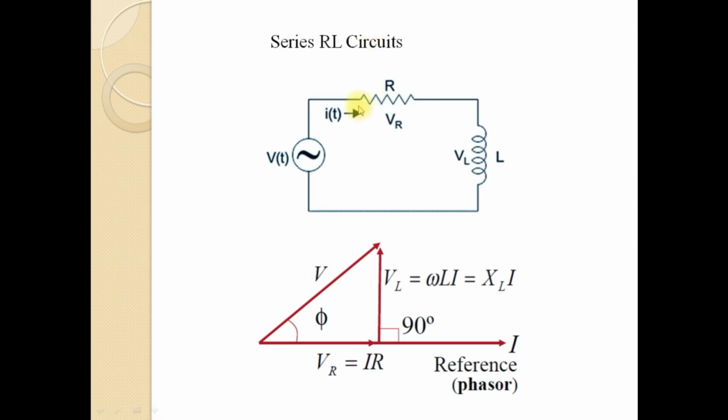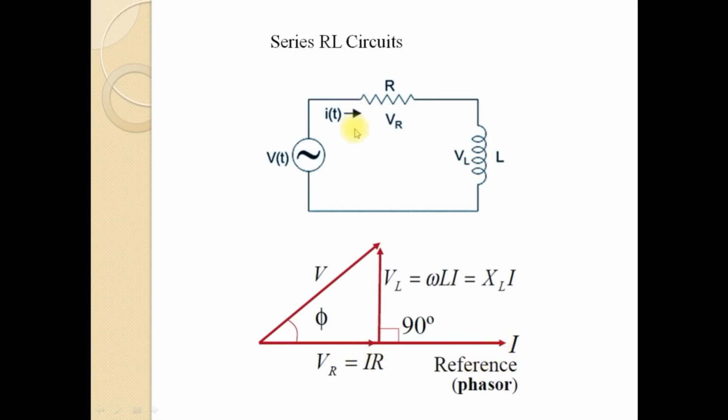Here, being a series circuit, for the analysis purpose, we are considering the direction of the current through the inductor, or the current through the circuit, as a reference. For the phasor analysis, we will be considering the current phasor as a reference. So, this is the reference direction, which is the direction of the current through the circuit.